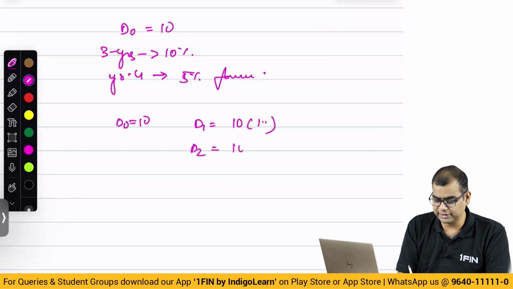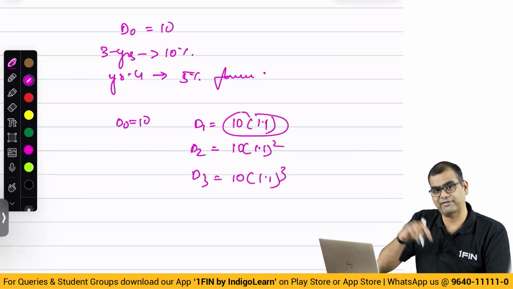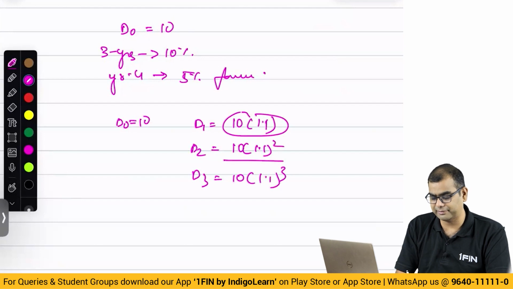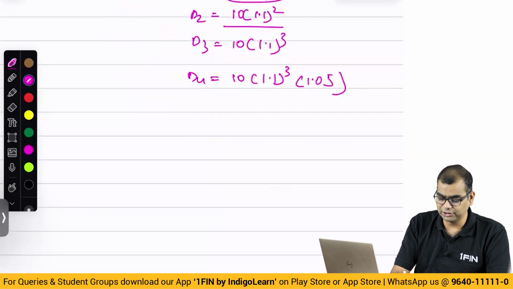D2 is 10 into 1.1 whole square. D3 is 10 into 1.1 whole cube. Why is this whole cube? First year dividend is 11, then next year the 10% growth is on 11, which is why you are multiplying by 1.1 again. D4 is equal to 10 into 1.1 power 3 into 1.05. So how do you value?